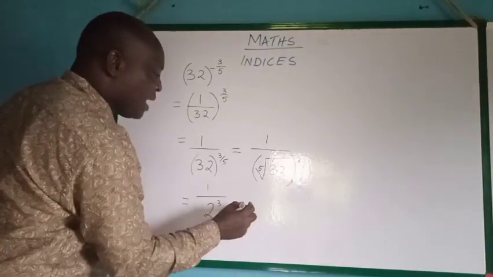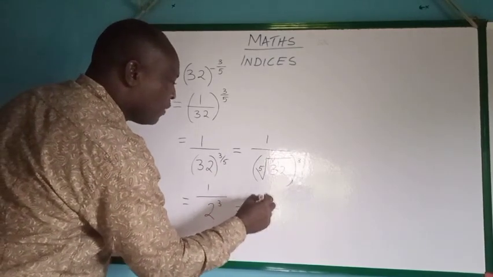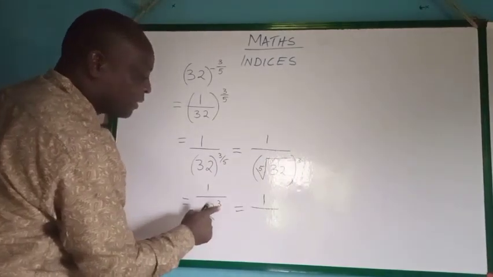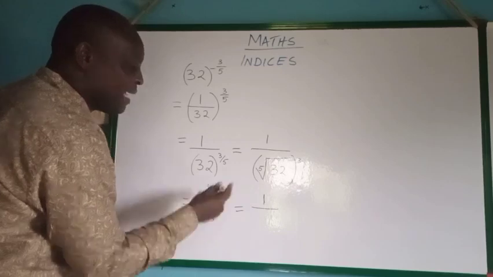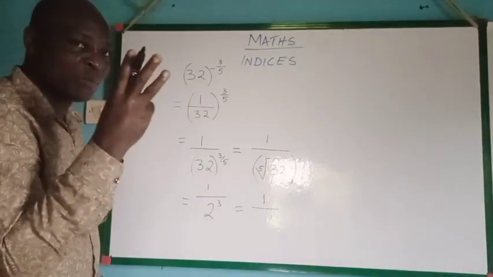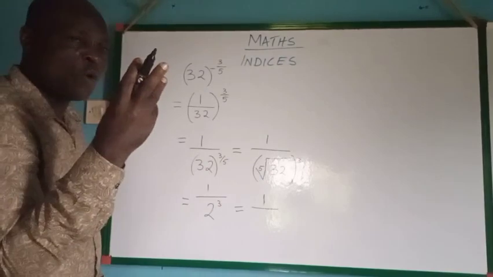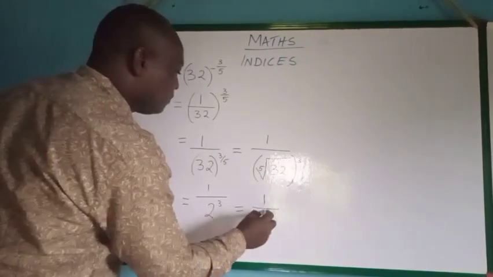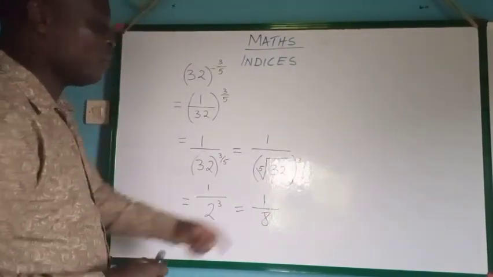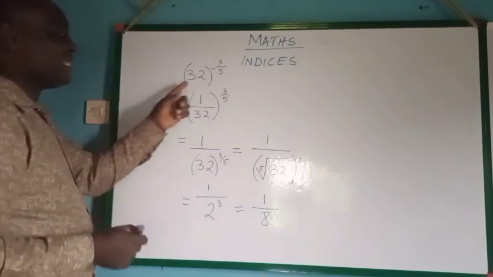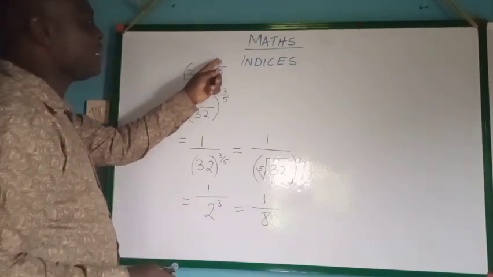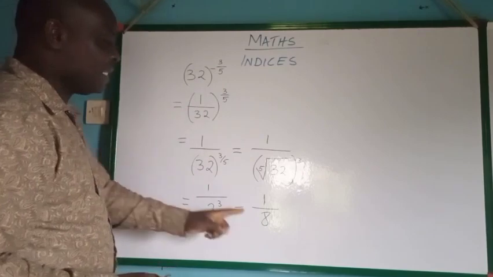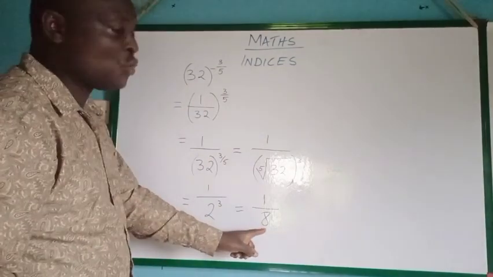So raised to this power, that will give us 1 all over what? 2 to the power of 3. That is 2 multiplied in 3 places. 2 times 2, 4. Times another 2, 8. So we now have 1 all over 8. That means 32 raised to power minus 3 over 5 is equal to 1 over 8.